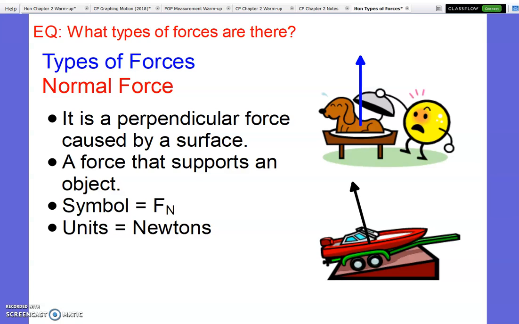The question here is, what types of forces are there? Again, in this series of videos, we're going to look at different types of forces. We already looked at the gravitational force. We're going to continue our study of forces with another one called the normal force.